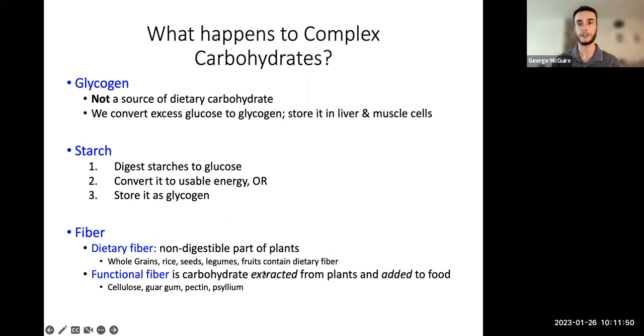And then we have functional fiber, which is actually fiber put into our food, so extracted from plants and then added to food, such as cellulose and guar gum, pectin, psyllium are all common examples of fiber being added to food. And so the total fiber that you see represented on nutritional labels, if you see this term total fiber, is the combination of those two types.